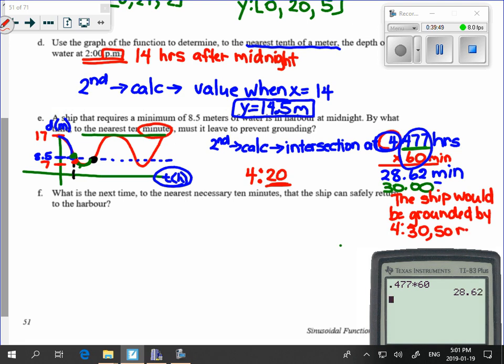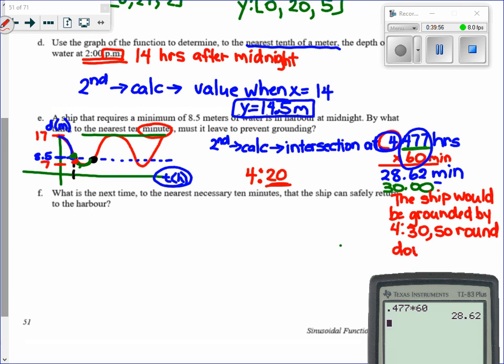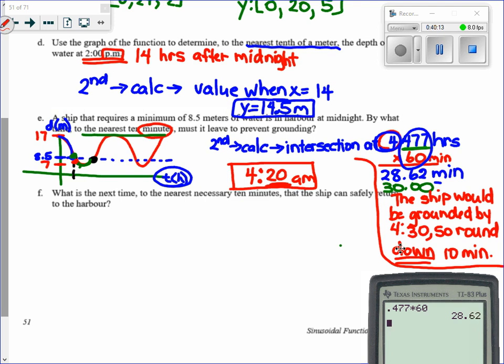So you have to round. Instead of rounding up to 4:30 like you would normally, you actually have to round down 10 minutes. Okay. An interesting question. So the ship must leave by 4:20 a.m. or it will be too late. Okay? So this whole time in this section here, from here to here, while these waves are below 8.5 meters, that ship would be grounded.